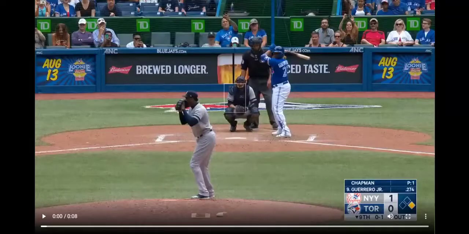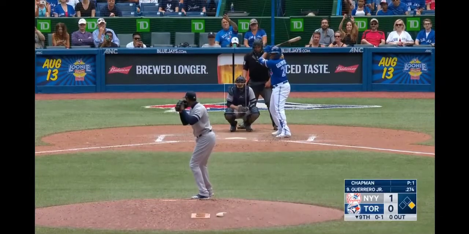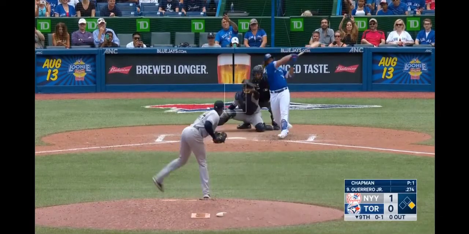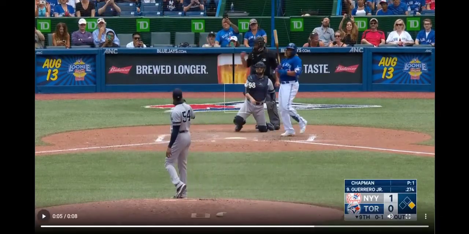So let's watch this pitch. The model suggests that the most likely outcome here is another four-seam fastball, but there's also a 1 in 4 chance of a slider, 1 in 10 chance of a sinker. So let's see what happens here. He goes back to the fastball.